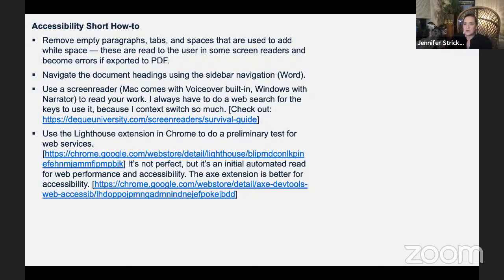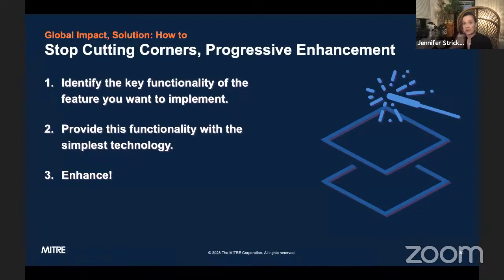There's a Lighthouse extension in Chrome you can do for a preliminary test. I think that comes built in, yeah. But I also like to add the Axe extension. I've been experimenting with other accessibility extensions like Accessibility Insights. And I just used one from IBM the other day. I can't remember the name of it right now, but run these automated scans on your web work. If it's in the browser, run the scan. If it's in a document, for example, if you're using Microsoft tools and you go to the review button, they have an accessibility check in there and you can do a lot of checking of your document there. What about progressive enhancement? We can stop cutting corners there.